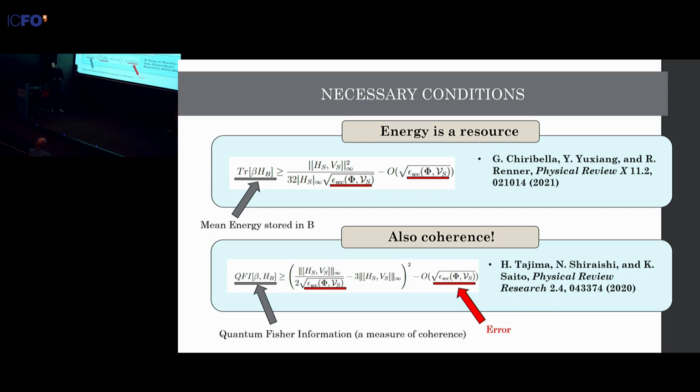These two bounds tell us that a good auxiliary system that you use to implement your gates is very good if it has a lot of average energy, and this is basically the result of the first paper. But it also needs a lot of QFI, quantum Fisher information, relative to the Hamiltonian of the battery itself. And quantum Fisher information is a measure of coherence. So a good quantum battery that allows you to perform generic gates with high precision should have both energy but also coherence, measured in terms of quantum Fisher information. We will build on this framework and extend these results.